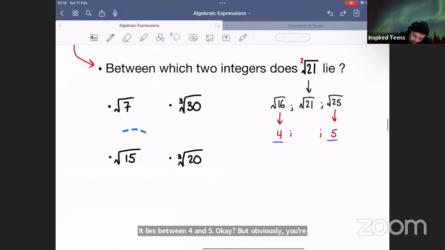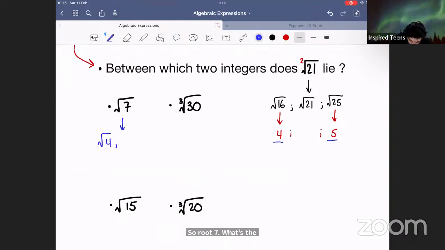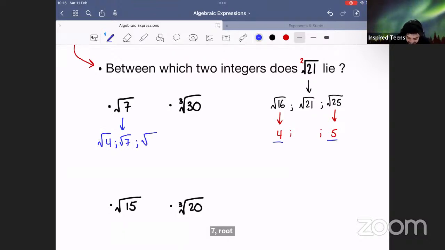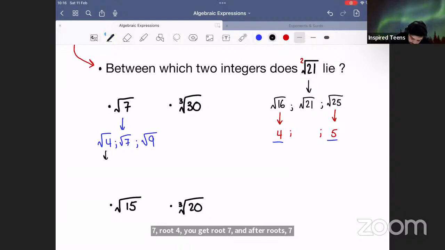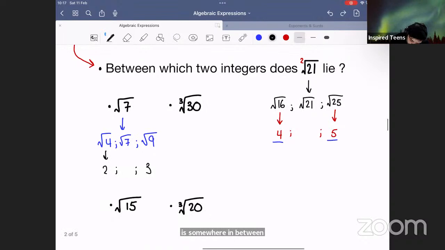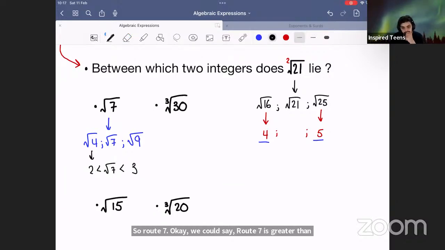Let's do something like root 7. Okay, so root 7, what's the perfect square that lies before root 7? Root 4. And after root 7 is root 9. So this is equal to 2. This is equal to 3. So this guy is somewhere in between. So we could say root 7 is greater than 2, but less than 3, because it lies in between the two.